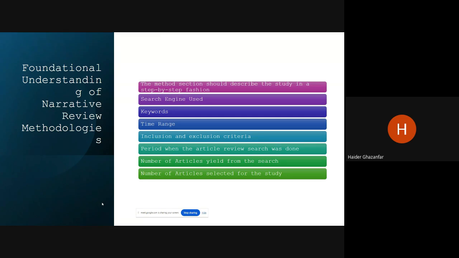But for higher impact journals, it's a bit harder to get your letter to the editor accepted unless you are an expert in that field.